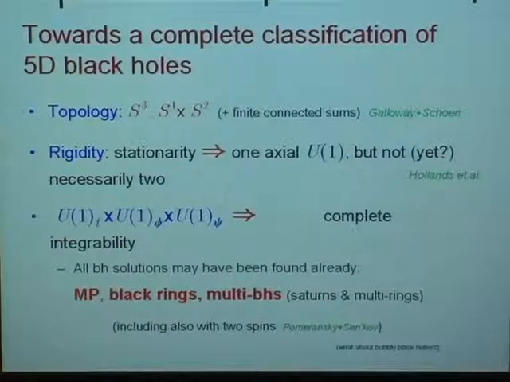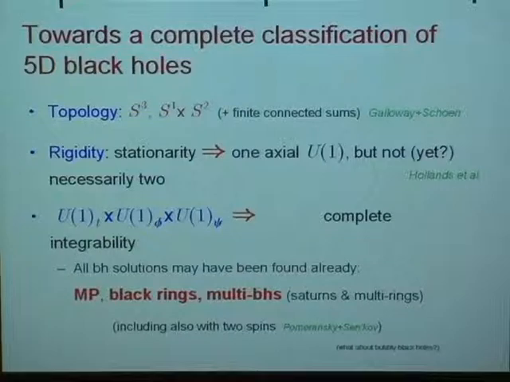So maybe all there is are the Myers-Perry black hole, the black rings, and these multi-black holes. It's also possible to construct black rings with two spins, even if I'm not talking about this. So maybe we have all the solutions. There are a few things that we have to check yet, but perhaps we already have the complete catalog of five-dimensional black holes in vacuum gravity.